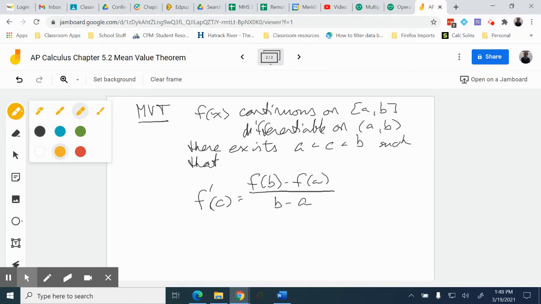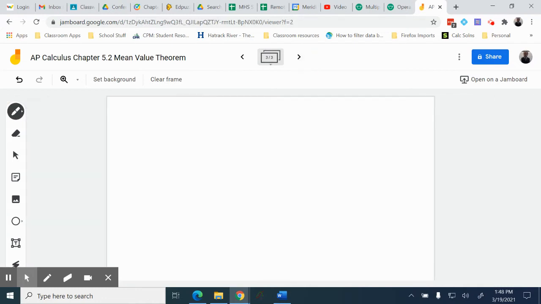I can't emphasize this enough, guys. It has to be a continuous function. It has to be a differentiable function. Let me show you two examples of what happens when it isn't. First of all, let's take the following function. I choose 2 points, closed interval, -1 and 1.